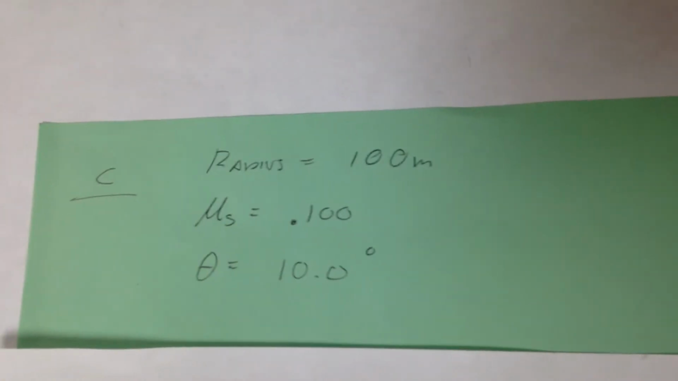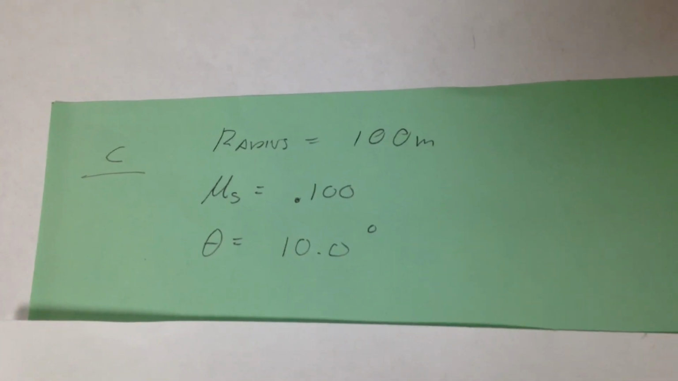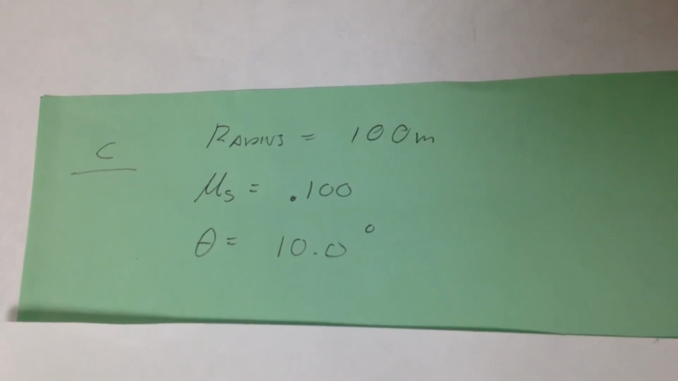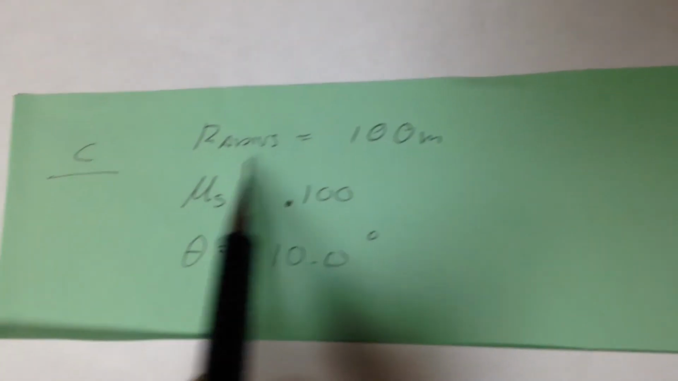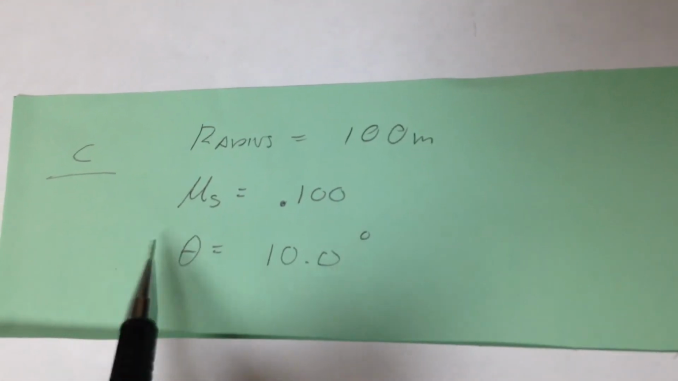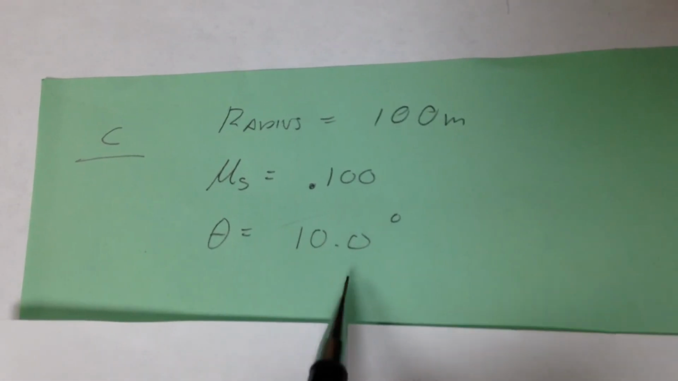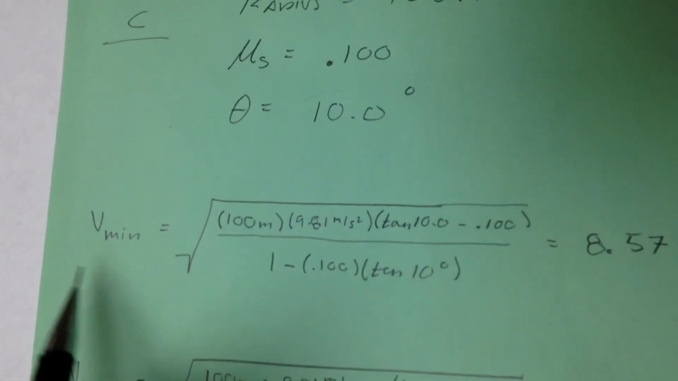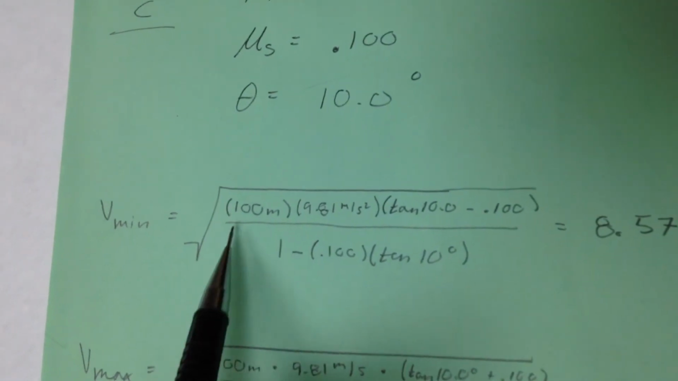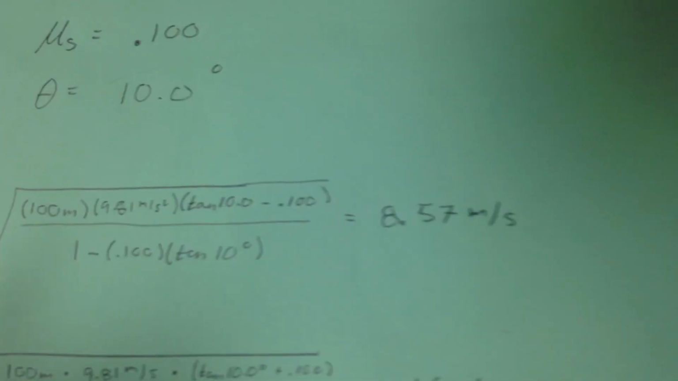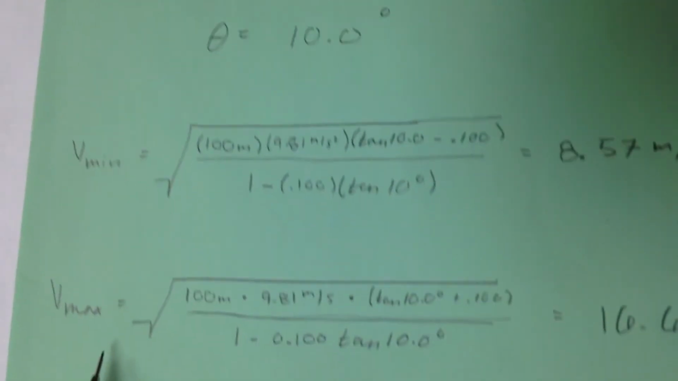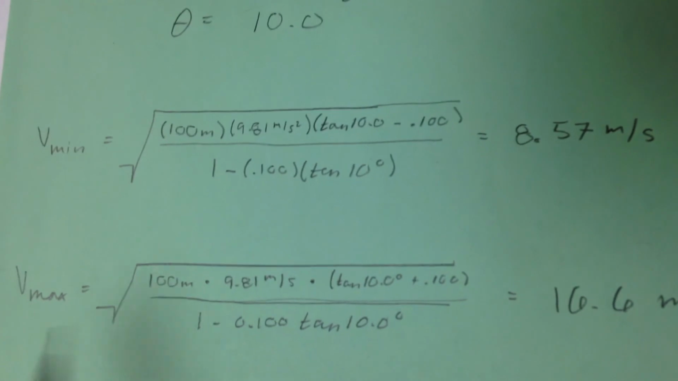Part C asks us to find the maximum velocity and minimum velocity under a certain set of conditions. The conditions given are that the radius of the banked road is 100 meters, mu s, the coefficient of friction, is 0.10, and theta is 10 degrees. Plug in your numbers. It's pretty simple. Vmin is equal to this, which equals 8.57 meters per second. This is the equation from part A. Vmax is the equation from part B. Plug in your numbers, and you get 16.6 meters per second.